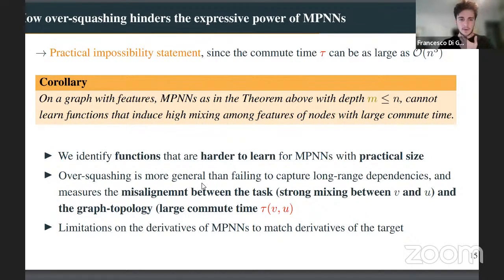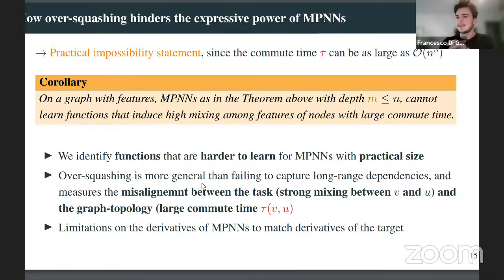So in other words, a corollary of this theorem is on a graph with features. If you take message passing as in the theorem above, so with weights that are bounded by 1, nice and smooth, and the depth is bounded, let's say is smaller than the number of nodes, then you cannot learn functions that induce high mixing between features of nodes with large commute time.